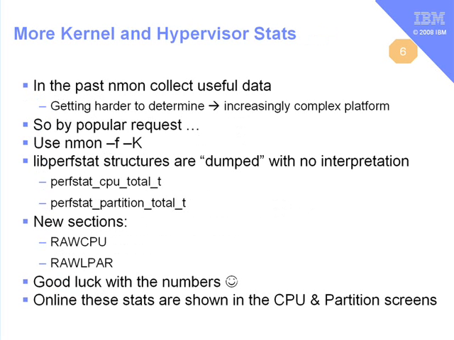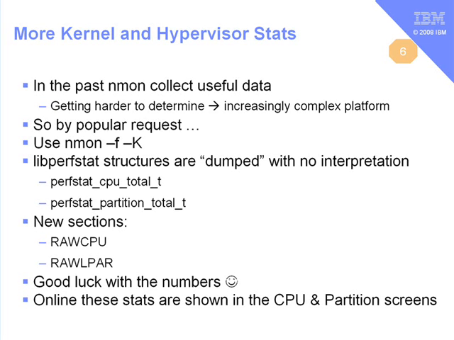Number 6 is, again, by popular demand. There's some extra data out of the libperfstat library that has all sorts of numbers in there, and we tend, in the past for nmon, to pick out the numbers that are actually useful to help you tune and monitor your machine to understand what's going on.